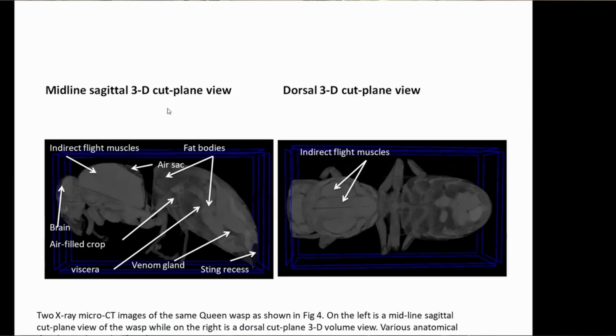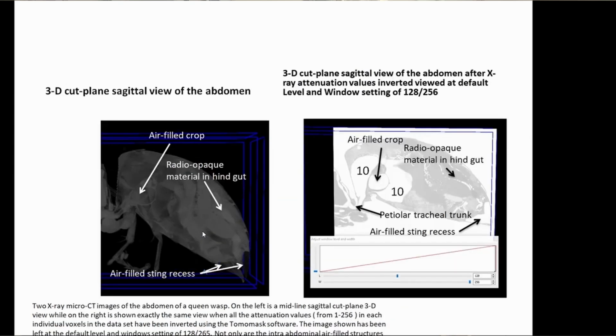These now are sagittal cut plane views again of head, thorax and abdomen, and this is a view from above, and if you freeze the video you can read the script and the names of the structures. Now the whole point here is that we want to delineate the tracheal system.